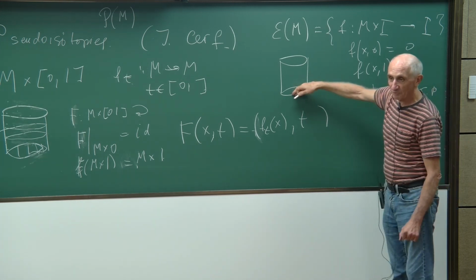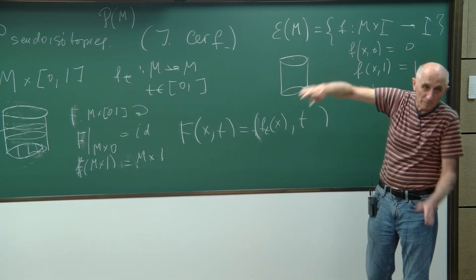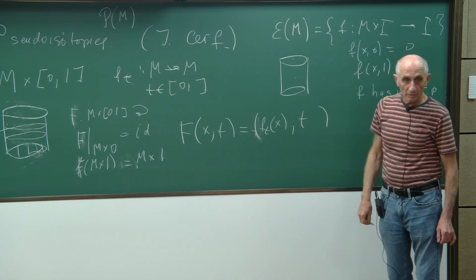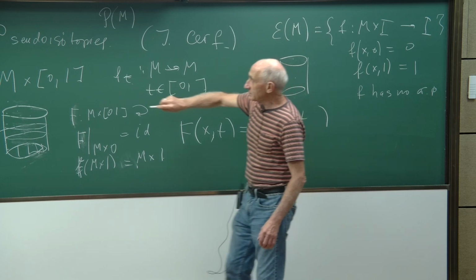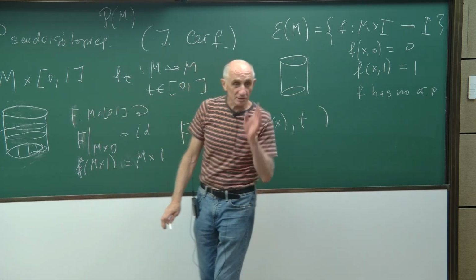You take a space of functions on the cylinder which are constant near the boundary, if you wish, and have no critical point. So claim: this E of m is homotopy equivalent to P of m. It's the same kind of reincarnation of the same space.